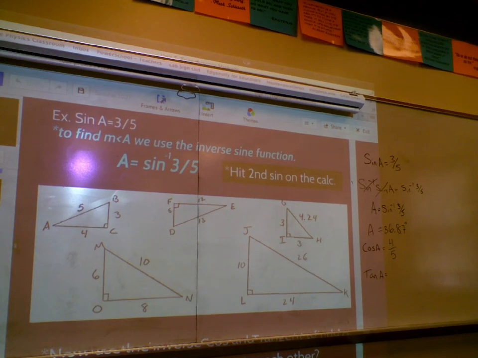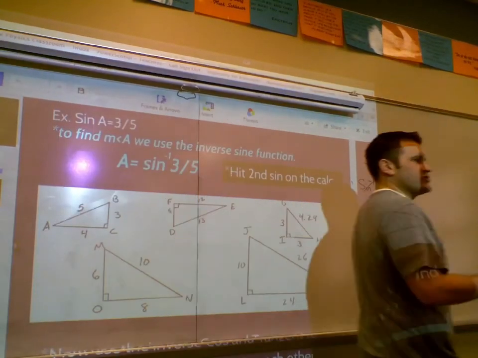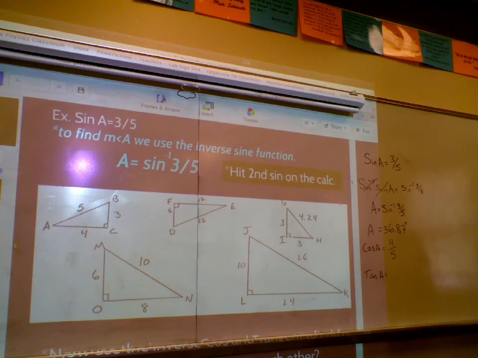No, the same answer. Should you? What do you think? Did I change angle A? No. So did you get the same answer? Yeah. Because angle A is still the same. We can make the angle bigger or smaller when we switch to cosine. Right? So it should be the same.